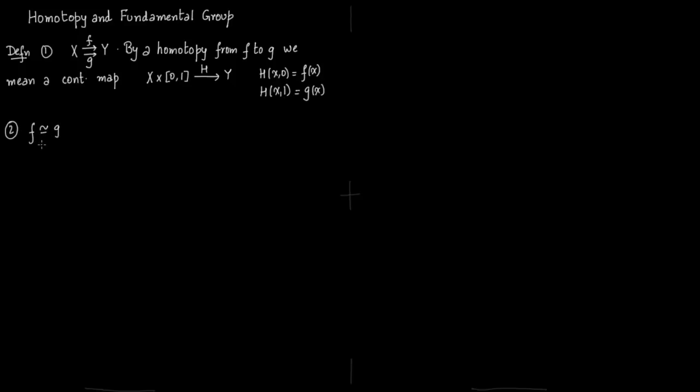Now F is homotopic to G, so this is the symbol for homotopic, if there exists a homotopy H as we have just defined above.